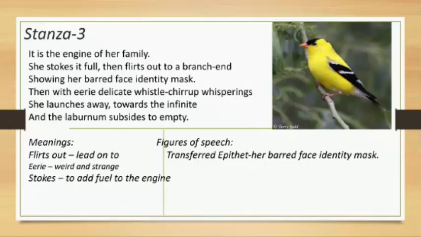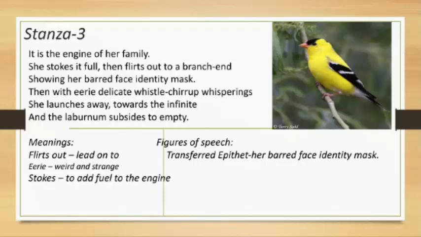And after that, flirts out to a branch end means after feeding the young chick, she moves towards the end of the branch and then moves out. I mean, lead on to means now she is ready to leave. Showing her barred face identity mask.